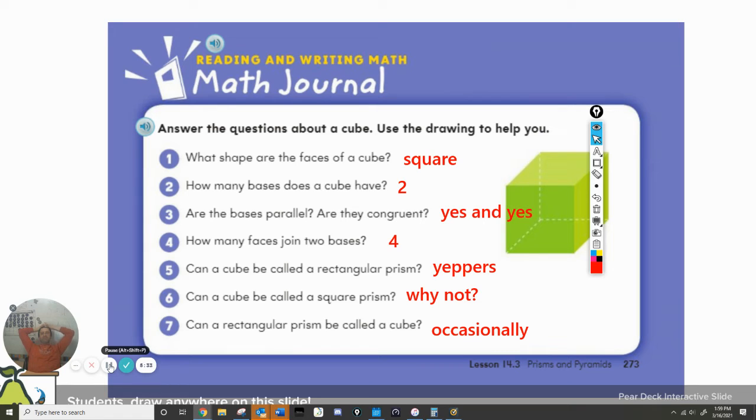Can a rectangular prism be called a cube? Occasionally, or yes, if all of the faces are squares, but not always, okay? This is not a cube. It's a little bit longer one way than the other, so it's just a plain old boring rectangular prism.